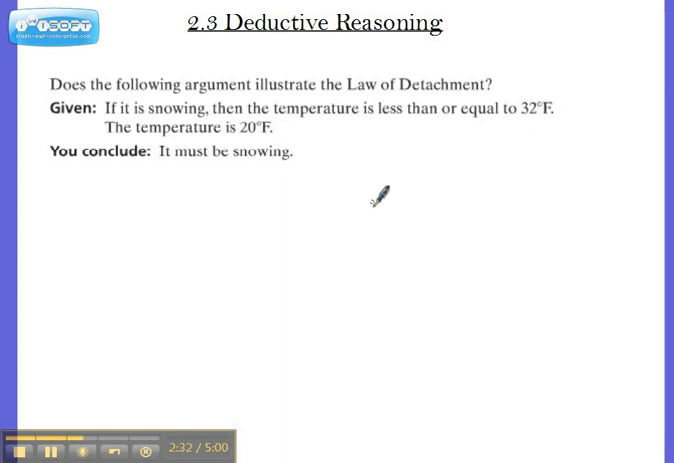So you can't go the other way with the law of detachment. You can't say, oh, well, because the conclusion is true, then the hypothesis must be true. It doesn't work that way. Just because it's 20 degrees outside does not mean that it has to be snowing. So again, those are just two more examples in reasoning with the law of detachment.